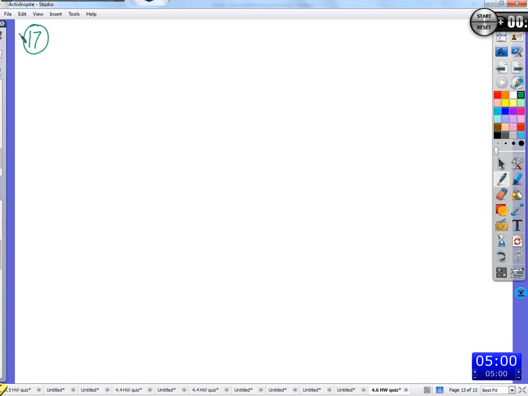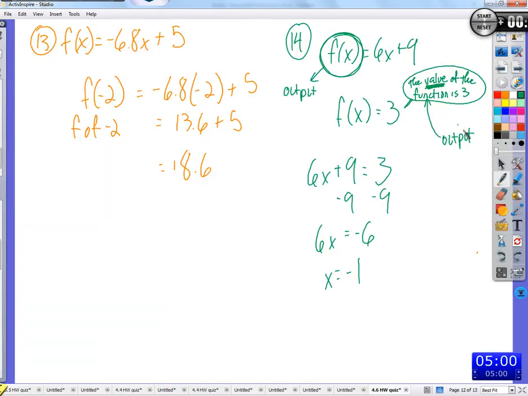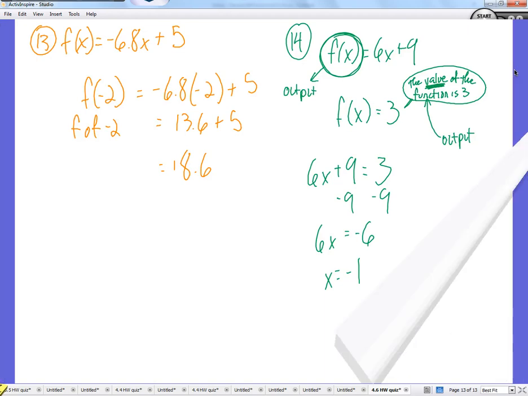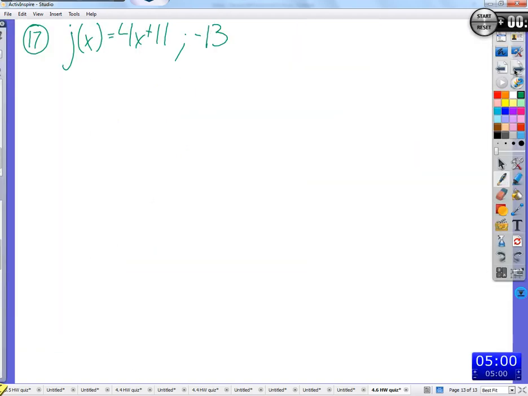I'll write that just for you in case. J of x is equal to 4x plus 11. And I have negative 13, that means that the function is worth negative 13. When I say the function is worth something, I'm saying the output is worth this. So if the output is worth negative 13, what am I wanting you to find? The input, the x value. Okay, go for it.